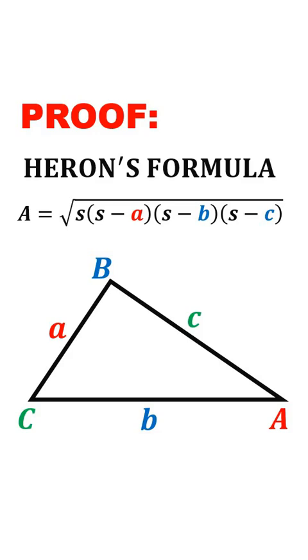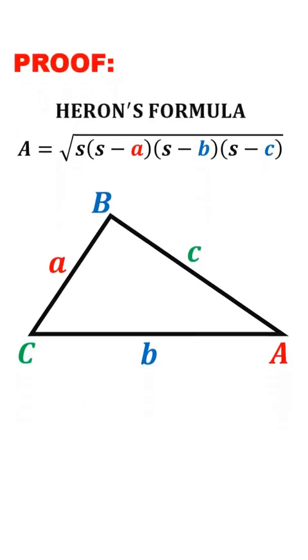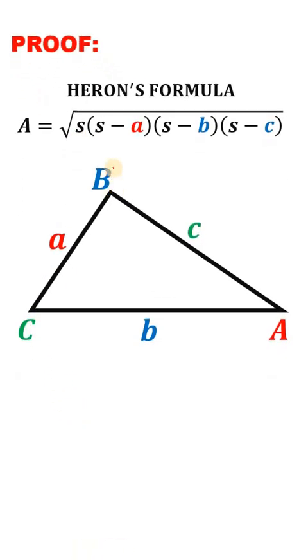So we have the area of this triangle must be equal to the square root of s multiplied by s minus a multiplied by s minus b multiplied by s minus c. So let's begin. First, what we're going to do is to drop a perpendicular line coming from this vertex B. And let's call this H.